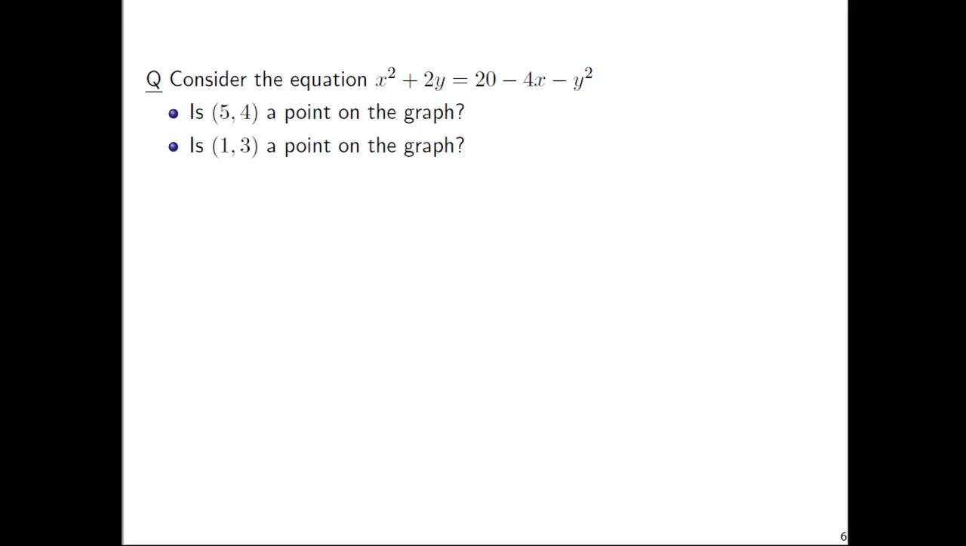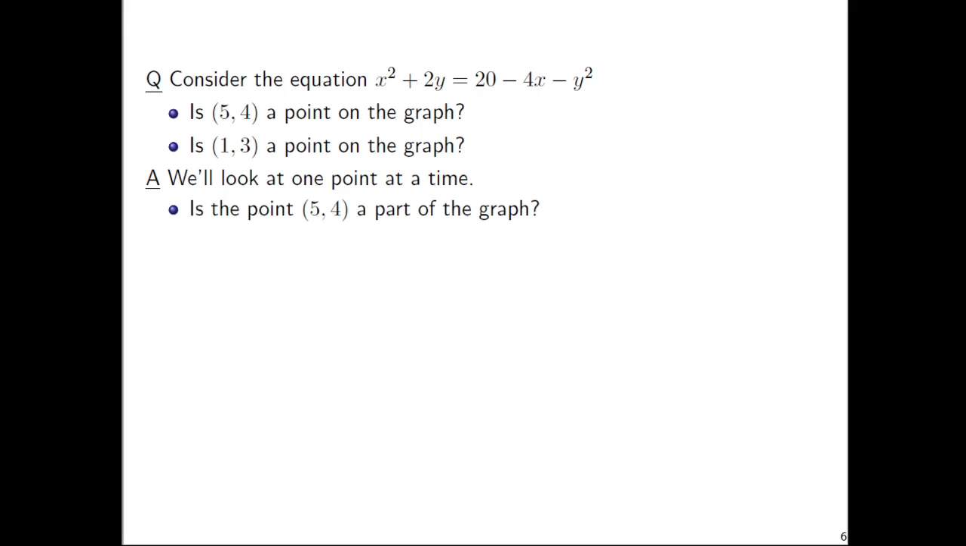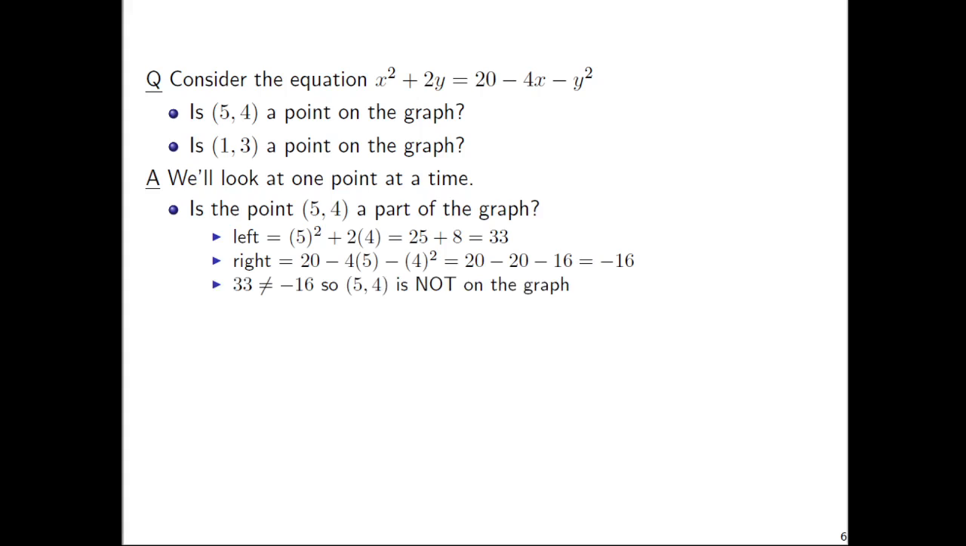Okay, so let's take a look at one point at a time. Let's first look at the point 5 comma 4. So using x equals 5 and y equals 4, is the equation at the top satisfied? Well, the left side becomes 33 and the right side becomes negative 16. So since these are different numbers, since the equation isn't satisfied by the point 5, 4, we have now learned that 5, 4 is not part of the graph. It's not a point that's on the graph. It's a point, it's just not a point on the graph.